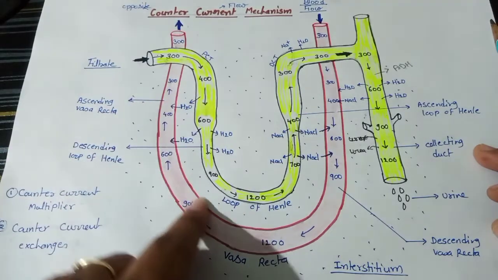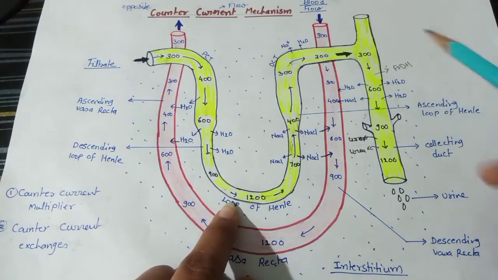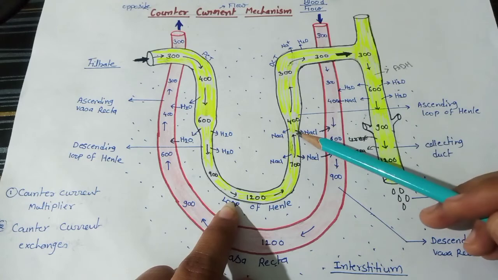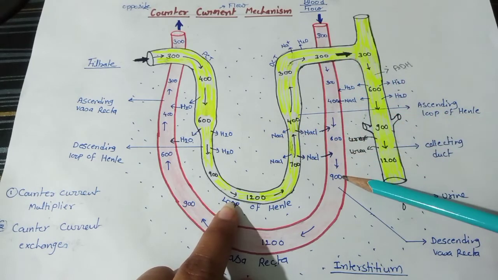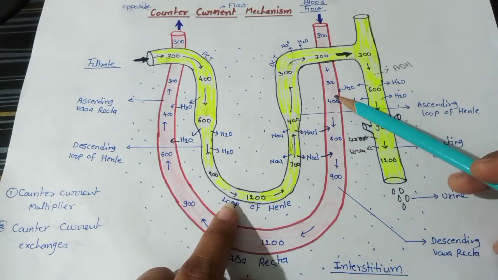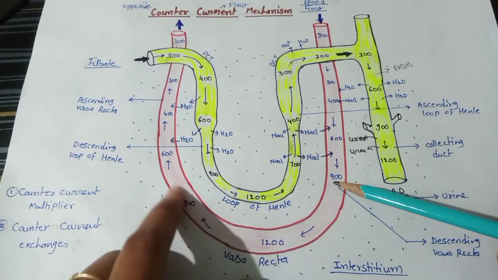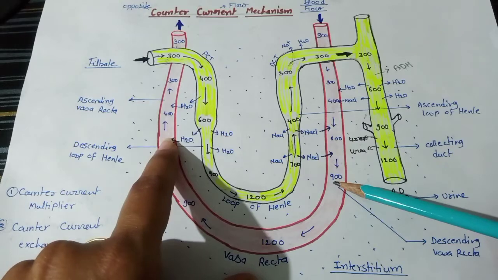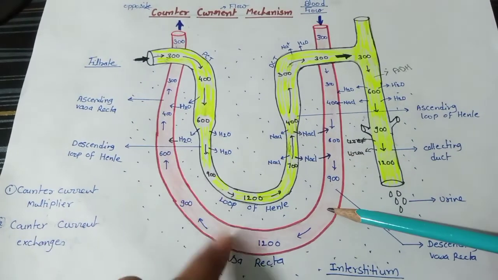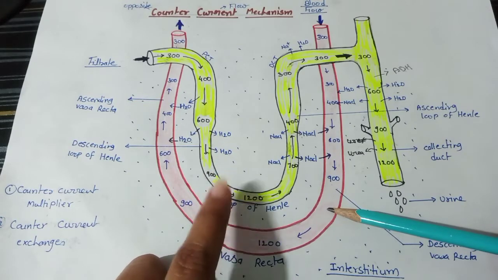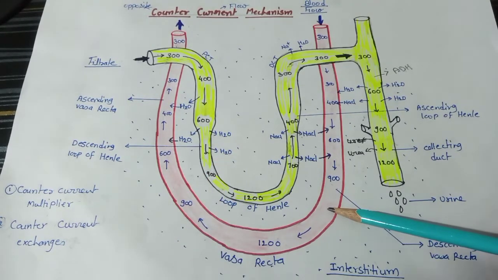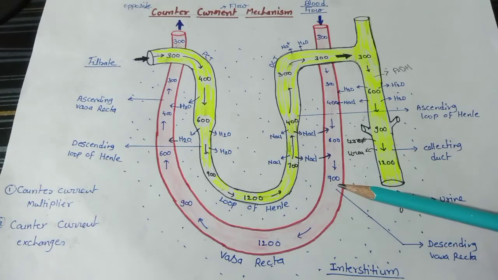The osmolarity is going to increase in the descending loop of Henle, and decrease in the ascending loop of Henle. And similarly in the vasa recta, the osmolarity is going to increase and then decrease. So this is the counter current exchanger and this is the counter current multiplier. And you know that in one day you excrete 1.5 liters of urine.